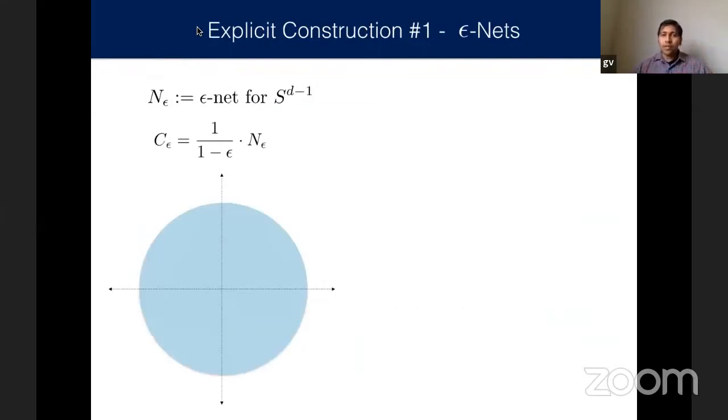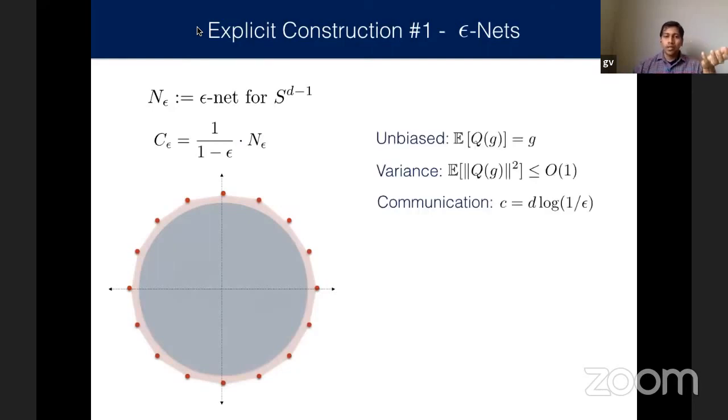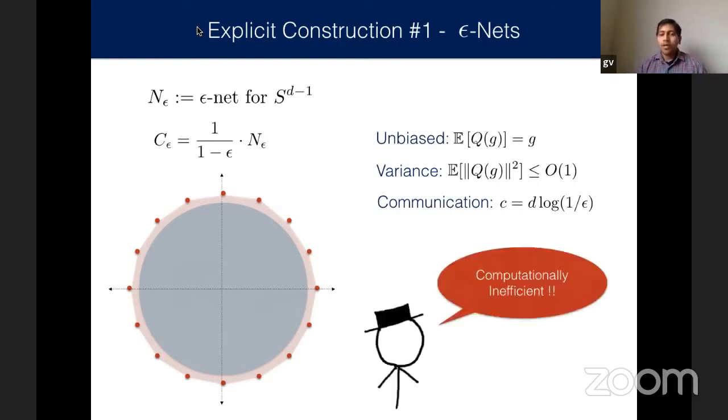On one end of the spectrum, if you take any epsilon net and just scale it by a tiny constant, that will satisfy the constraint that the convex hull contains the unit ball. Okay, and this already gives you an unbiased estimate that has a constant variance, and communication is now about D bits. Here the communication is large, but the variance is the best we can hope for. However, computing these convex combinations with respect to these epsilon nets is slightly computationally inefficient.